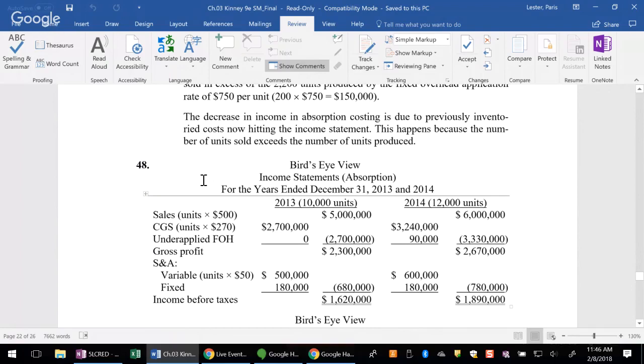All right, take a minute, dig into problem 48. See if you can find the actual overhead and the applied overhead. We've got to come up with $90,000 under applied. So let's read the problem again and see where it comes from.